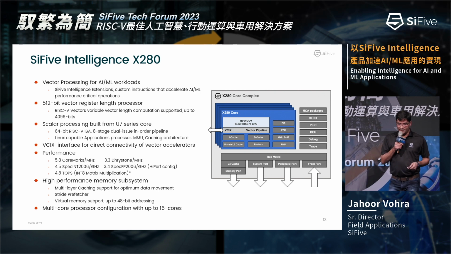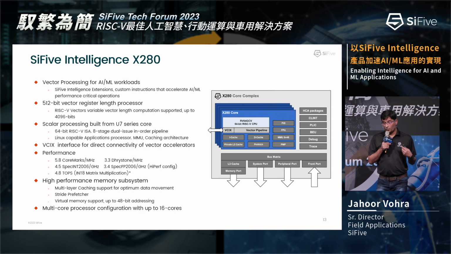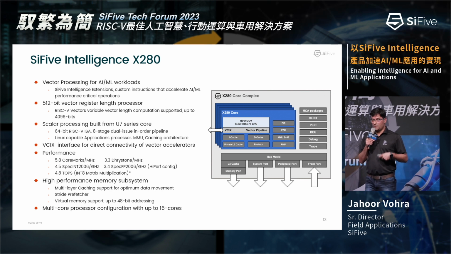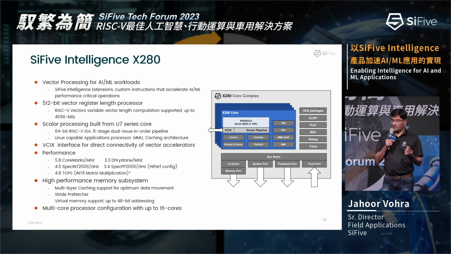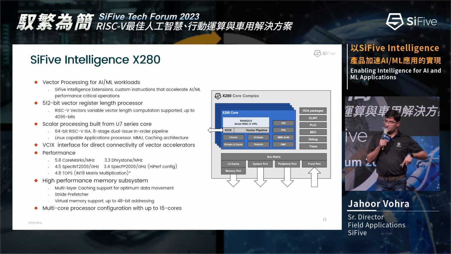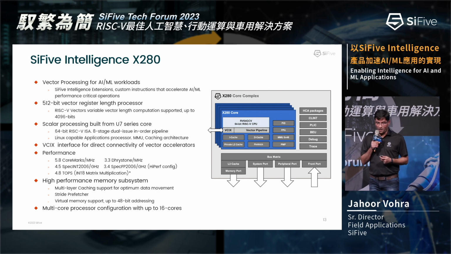So on the scalar side, as you can see, the scalar core is very performant. On smaller workloads like CoreMark and Dhrystone, we hit 5.8 CoreMark per megahertz and 3.3 Dhrystone. But even on a larger workload, which runs out of DDR, for instance, SPECint 2006, we hit about 4.5 SPECint 2006 per gigahertz, right? So you can see the scalar core is very efficient, very performant.